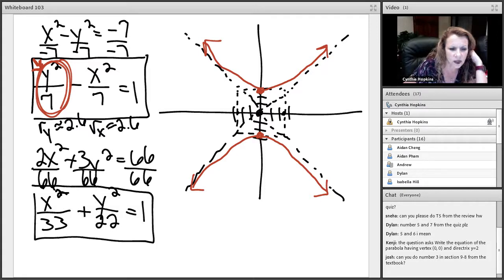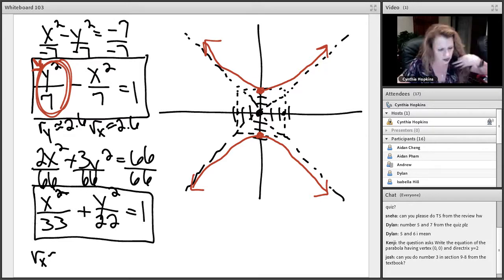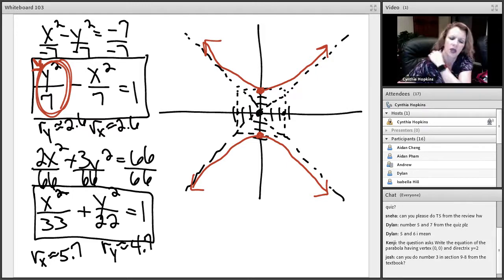So I go square root of 33, and that's going to give me my x radius. And I have it right here. It's approximately 5.7. And my y radius is the square root of 22. That's exact, but the approximation is approximately 4.7. Okay, so this is for my ellipse, centered at the origin. I'm going to go left and right 5.7.